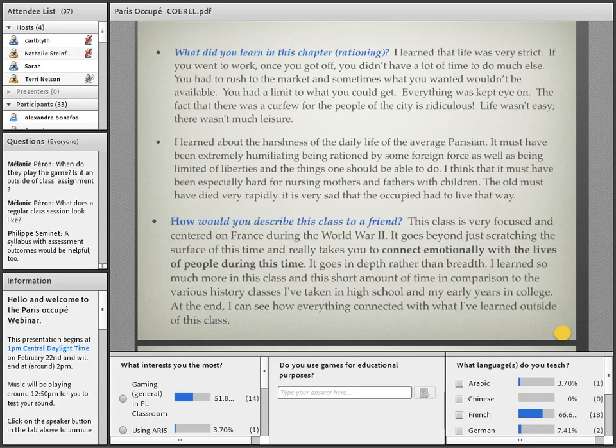How would you describe this class to a friend? And I really liked that part where it said that you could connect emotionally to the lives of people at that time. That's obviously something I was striving for. It felt really good to see that come out unsolicited in the student's response.